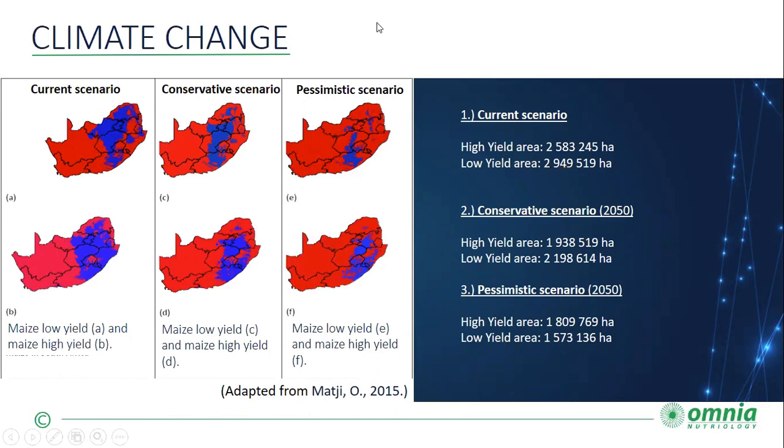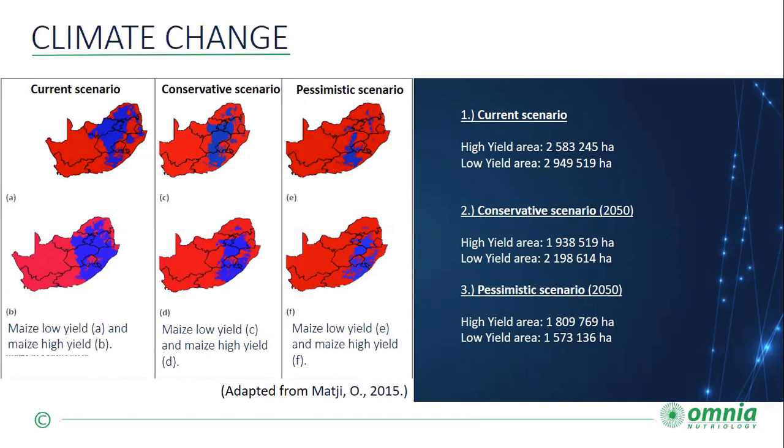Taking a look at the conservative scenario in the middle, there is a 25% loss in the climatic suitability for both the low yielding and high yielding areas. While if we look at the pessimistic scenario, suddenly these losses are in the vicinity of 47% for low yielding areas and 30% for high yielding areas. And you can understand the implications that this has on food security, food production, with an ever increasing population.